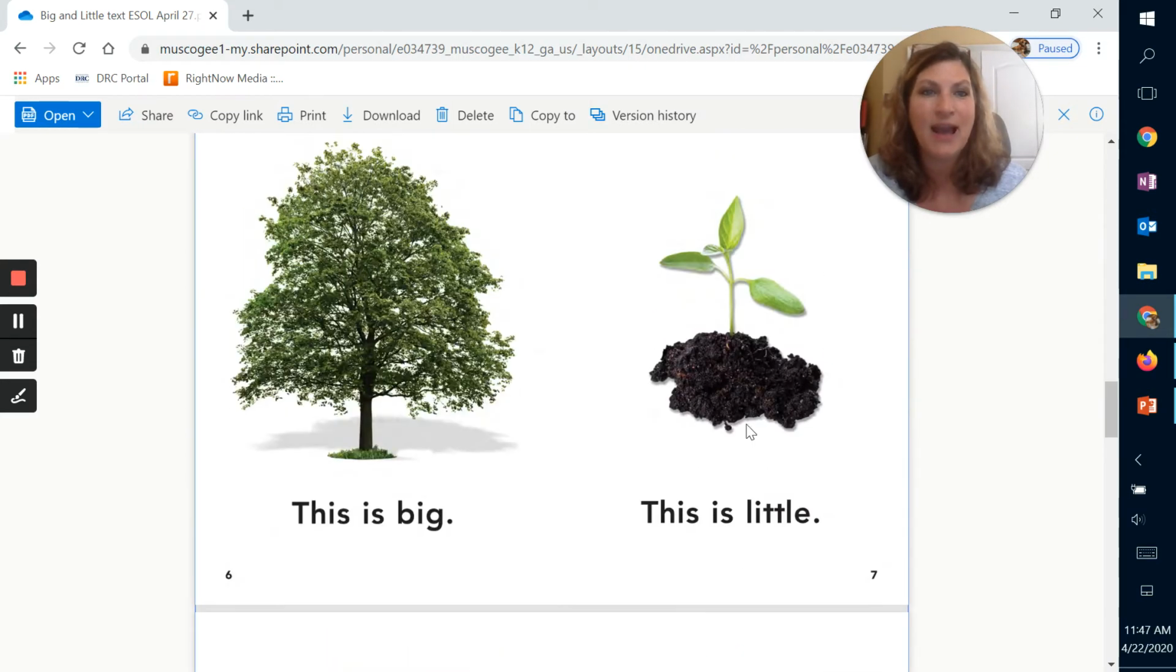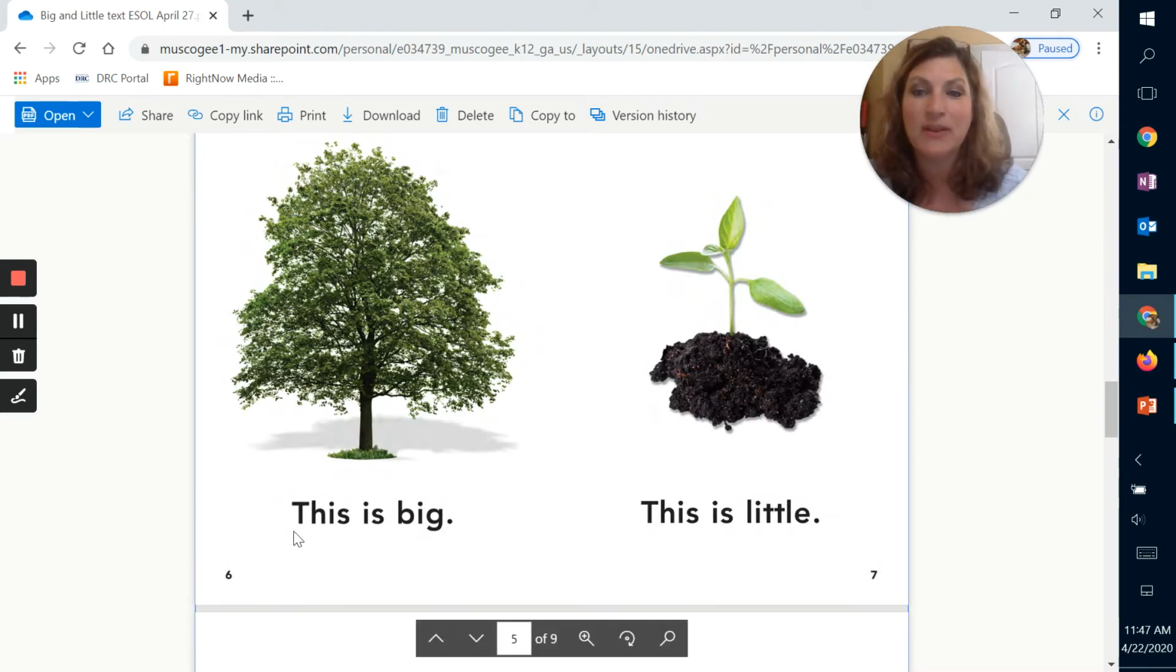All right. And I love to garden, so I really like these photos right here. Let's read this one. This is big. Looks like a big oak tree. This is little.